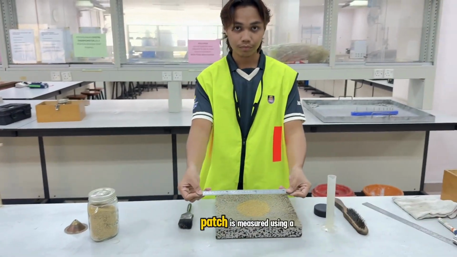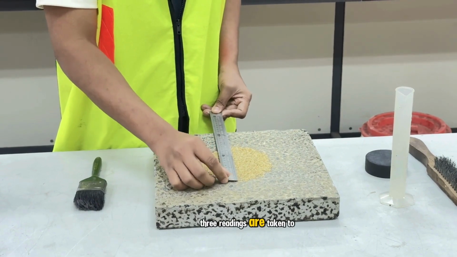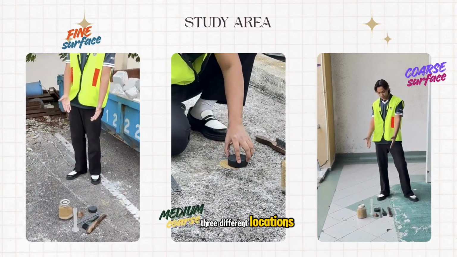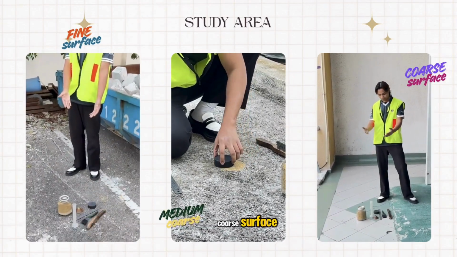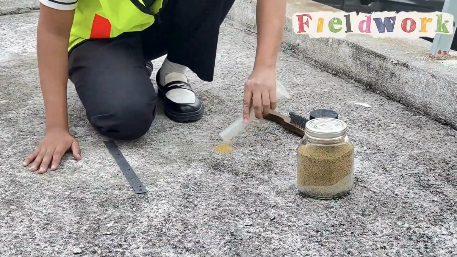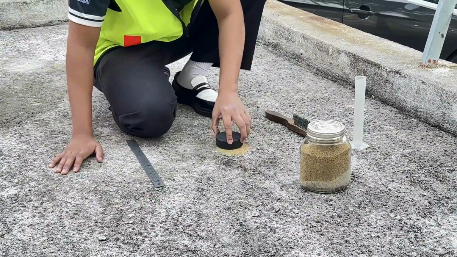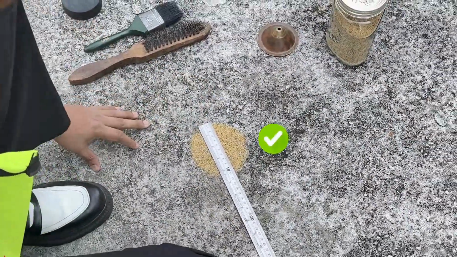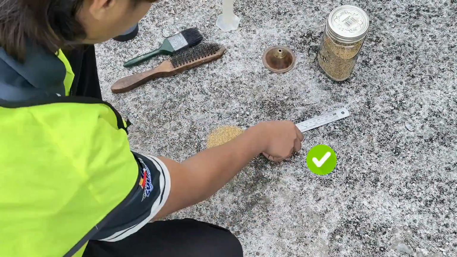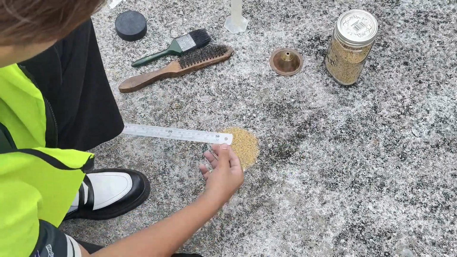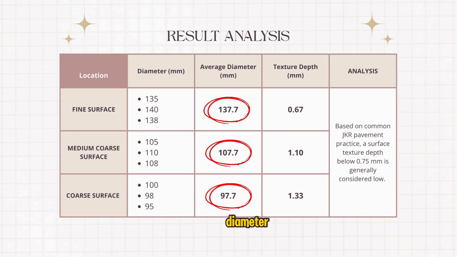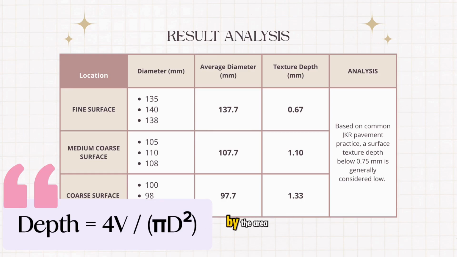The diameter of the sand patch is measured using a ruler. 3 readings are taken to determine the average diameter. For this study, we chose 3 different locations: fine surface, medium coarse, and coarse surface. To calculate the texture depth, we need to find the area by using the average diameter. Then, we divide the volume by the area, resulting in the texture depth.